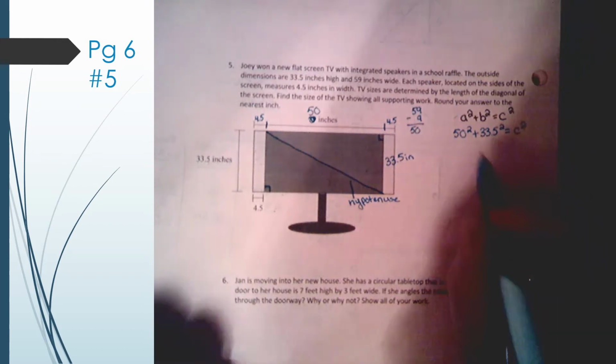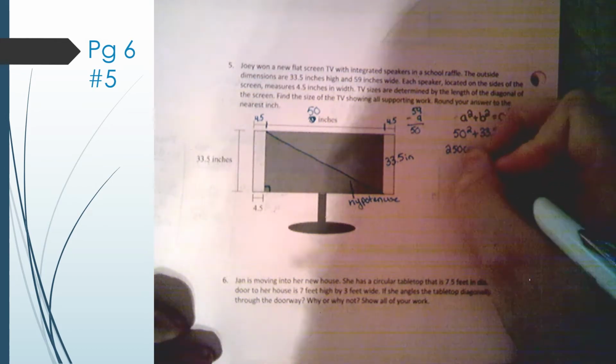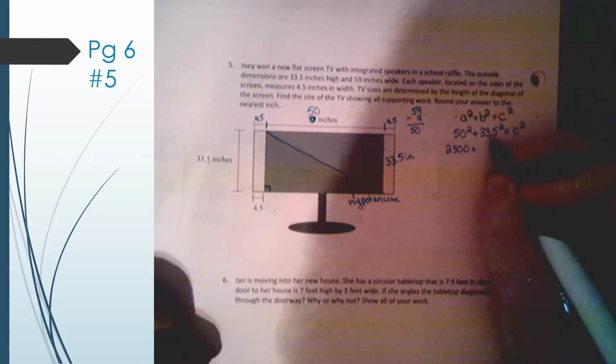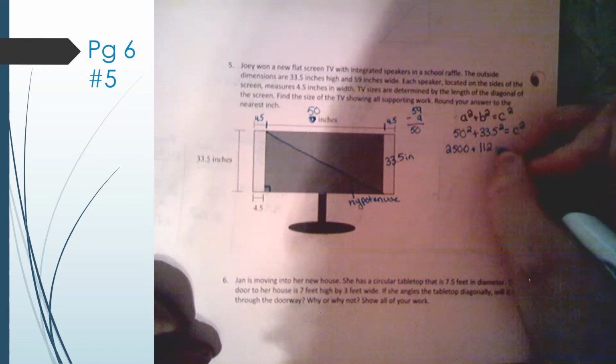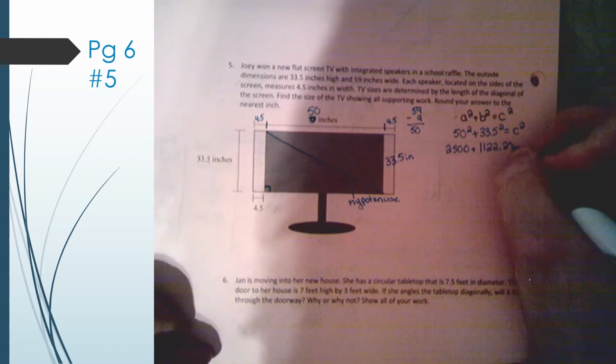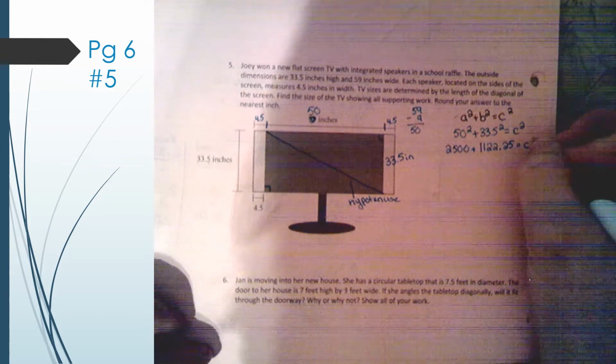So 50 squared is 2,500. 33.5 squared is 1,122.25. And this is all equal to c squared.